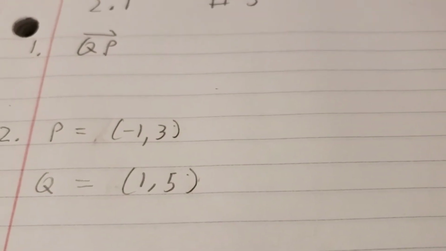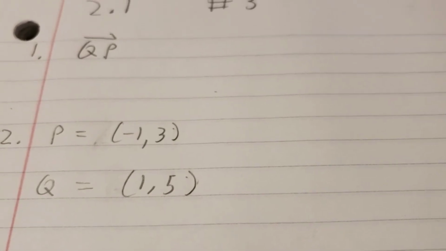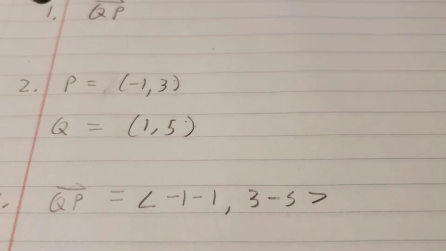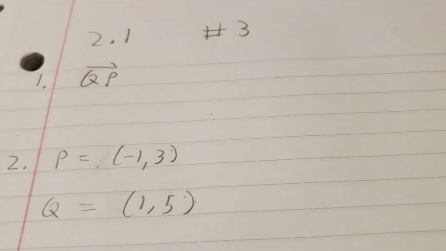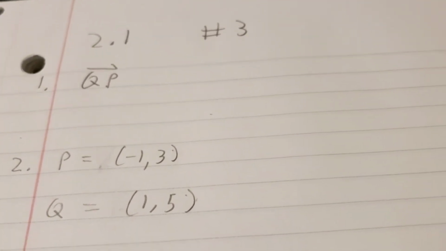This is section 2.1, problem 3, where we have to find the vector QP using the points P equals -1, 3 and Q equals 1, 5. The first step in this process is to realize that in order to get QP, you must subtract your beginning point from your end point.